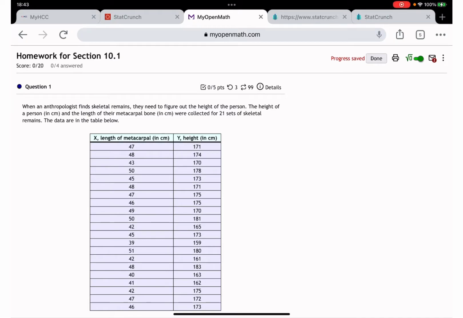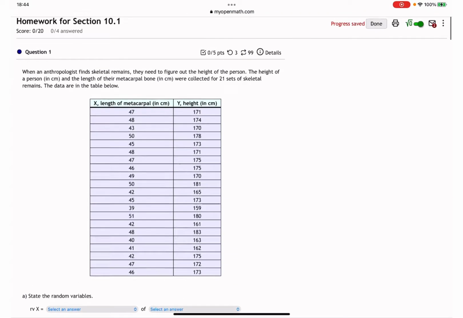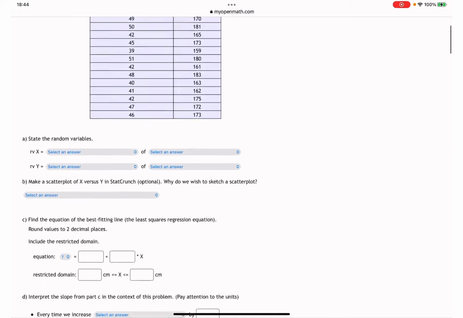So when an anthropologist finds skeletal remains, they need to figure out the height of the person. The height of a person in centimeters, and the length of their metacarpal bone in centimeters were collected for 21 sets of skeletal remains. The data are given in the table below. Okay, so we have a lot of work here to do.